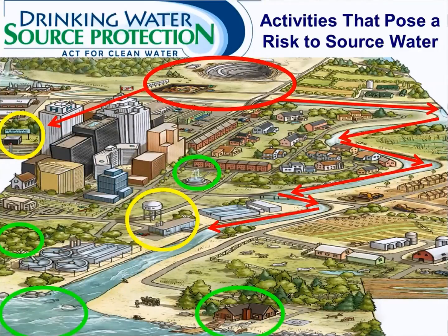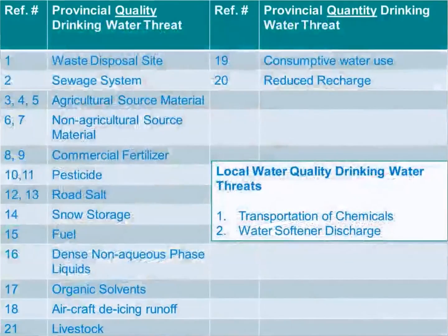All source protection plans are required to contain policies that address particular activities that pose a risk of polluting sources of drinking water. The Clean Water Act calls these activities drinking water threats. Drinking water threats can be an existing activity or an activity that could exist in the future. Under the Clean Water Act, the Province of Ontario has identified 21 general drinking water threats that could impact source water. These include water quality and water quantity threats.